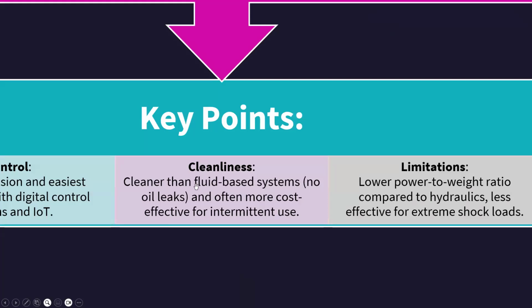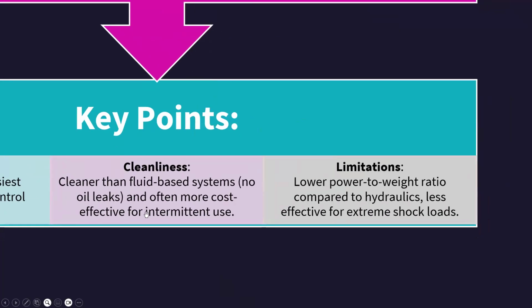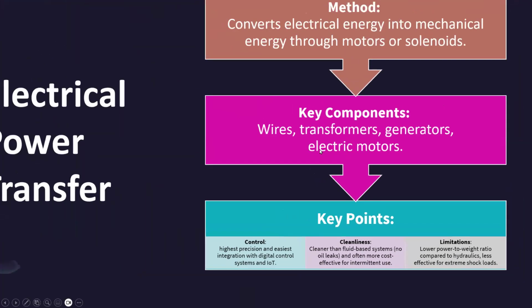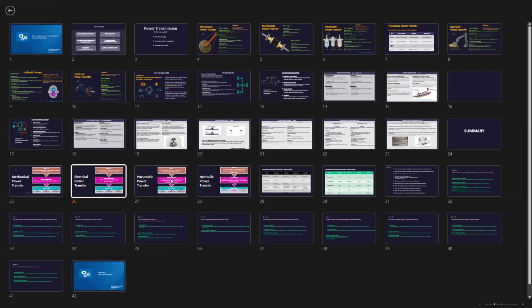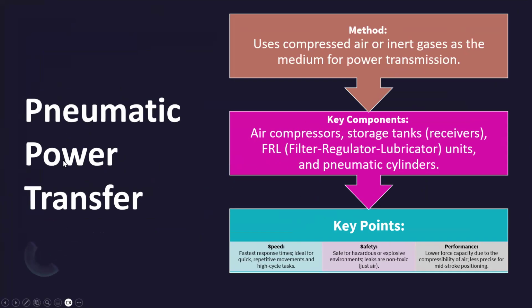Cleanliness, it's cleaner than fluid. Right? No leaks, electrical, no oil leaks, and often more cost effective for intermittent use. Yeah, whatever that means. Limitations: lower power to weight ratio compared to hydraulics. All right. Less effective for extreme shock loads. All right. So that was electrical, pneumatic. Pneumatic.